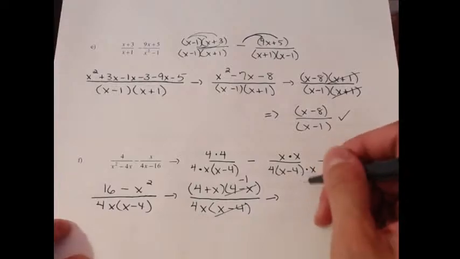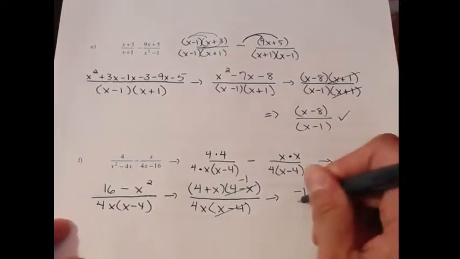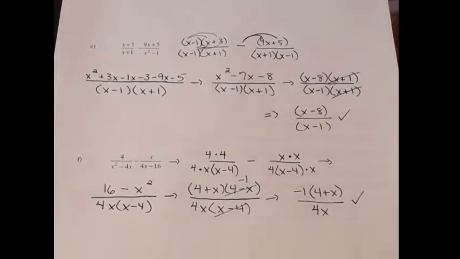So let's go ahead and write our final answer. We have -1 times 4 plus x all over 4x. And that is as far as you can go. Consider that you would need an exact 4 plus x or x plus 4 in the denominator in order to cancel it, but you don't have an exact match, so you can't actually go forward from there. All right.